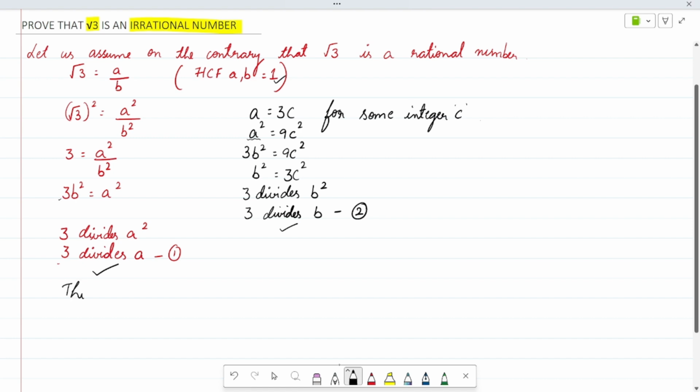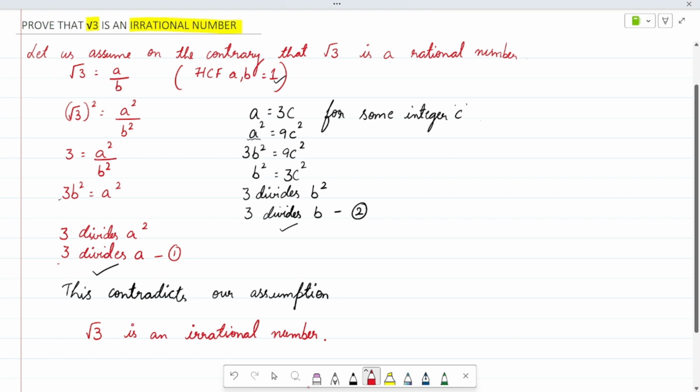This is contradicting our assumption, correct? Because it should not have a common factor, but exactly, it has a common factor. So we can say this contradicts our assumption. So what was our assumption? Our assumption was root 3 being a rational number. So since it contradicts the assumption, we thereby know that root 3 is an irrational number. That is how we are going to prove whether or not the given number is irrational.